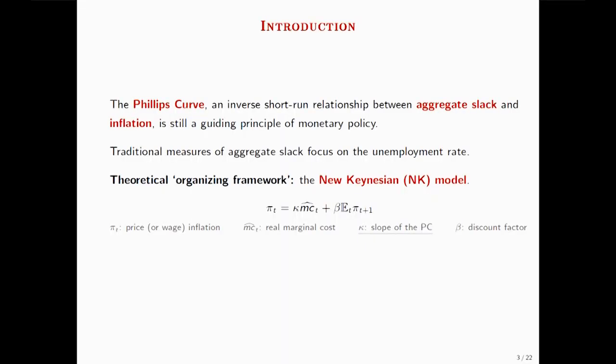In terms of the modern theoretical organizing framework that people use to think about the Phillips curve in more formal models, used for prediction or for understanding the dynamics of inflation, the New Keynesian Phillips curve is the specification that we all know and love. It specifies inflation, pi t in this notation, as a function of the marginal production cost, denoted here as mc hat, and expectations of future inflation.